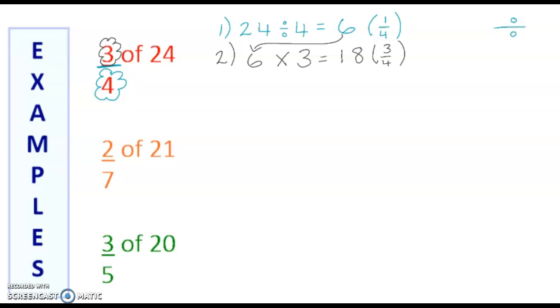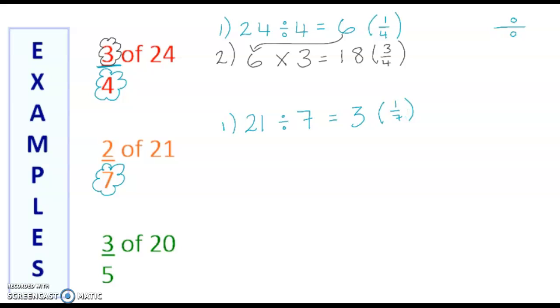Let's try it on the 2 slightly harder examples, but now we know the trick, they should be really easy. So step number 1 is I divide by the denominator. So I'm going to do my number 21 divided by 7. Use your times tables grids to have a go at working that out. How many 7s make 21? Lovely, it's 3. So that tells me 1/7. That tells me the unit fraction.